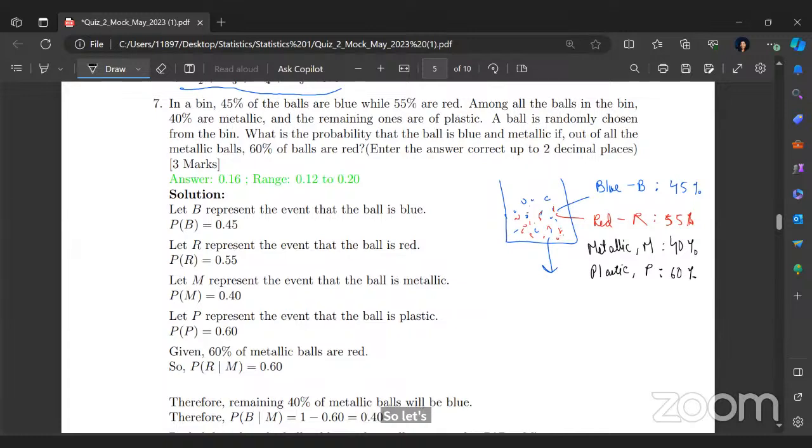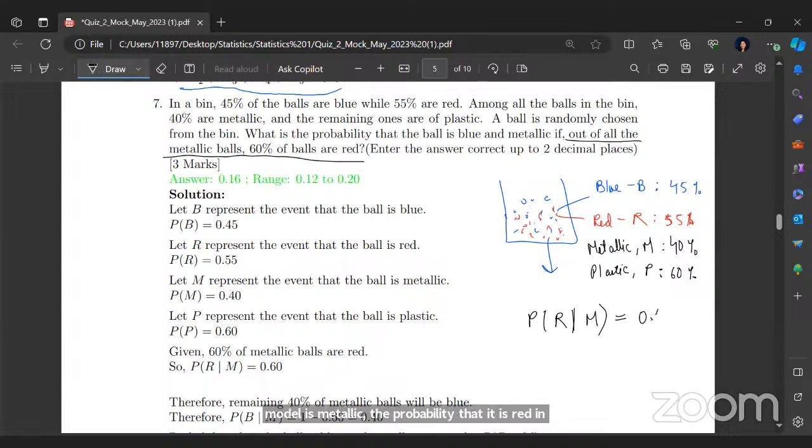Now you randomly choose one ball. What is the probability that the ball is blue and metallic if out of all the metallic balls, 60% are red? There is one more piece of information given to you. Out of all the metallic balls, 60% are red. So given the ball is metallic, the probability that it is red in color is 0.60. This information is also given to you.